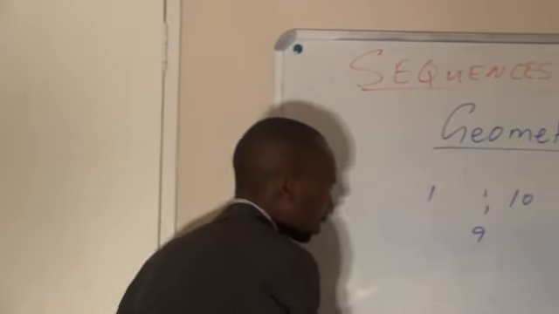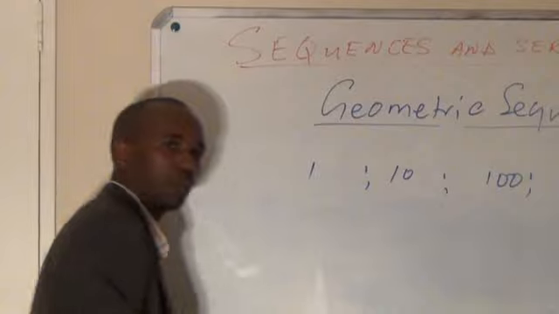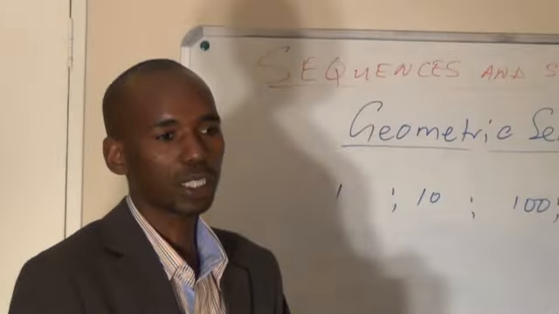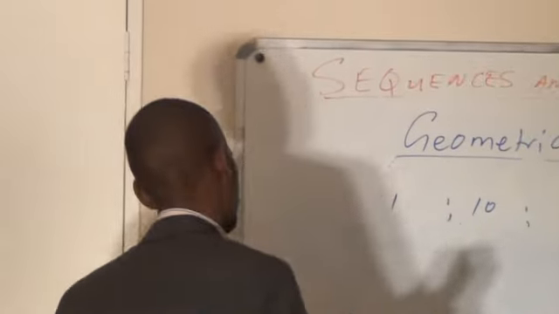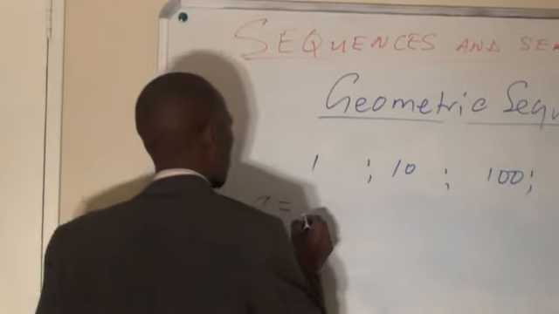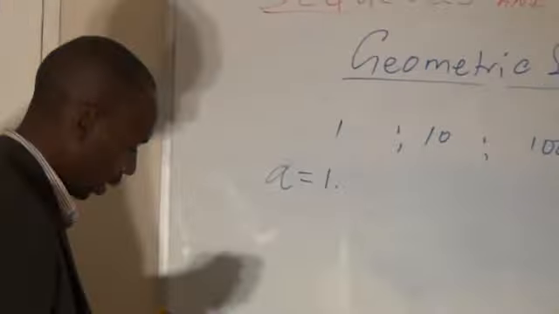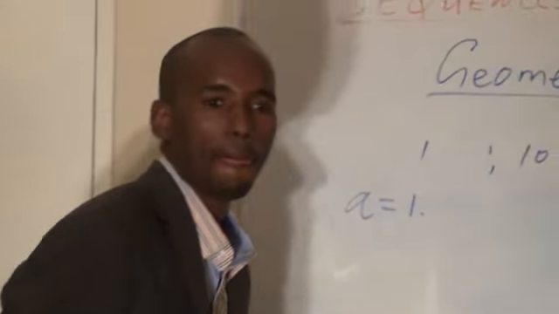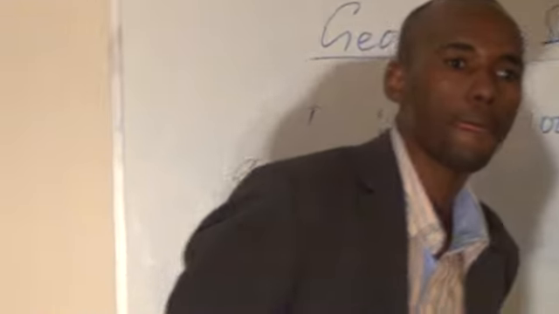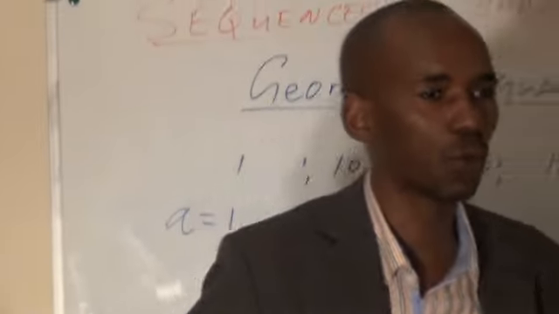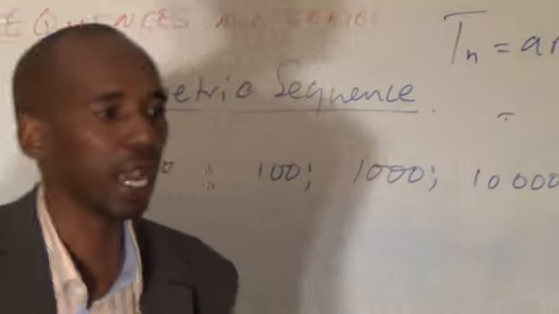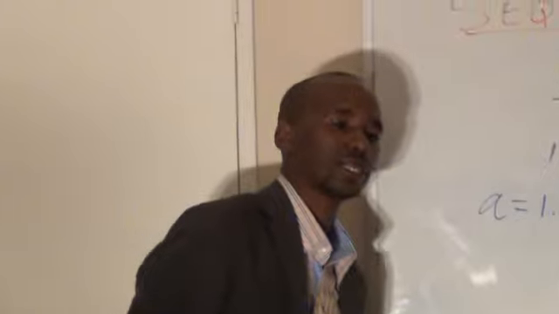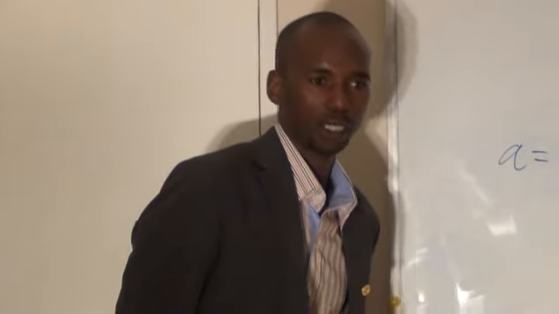Now, once we do that, then we have to check and confirm. First and foremost, do you agree that we have a starting term, a first term? What is our first term? 1. A equal to 1. Correct. Okay. If that is the case, how do we look for our common ratio? Tn plus 1 divided by Tn. So a term divided by its predecessor, by the term before it.